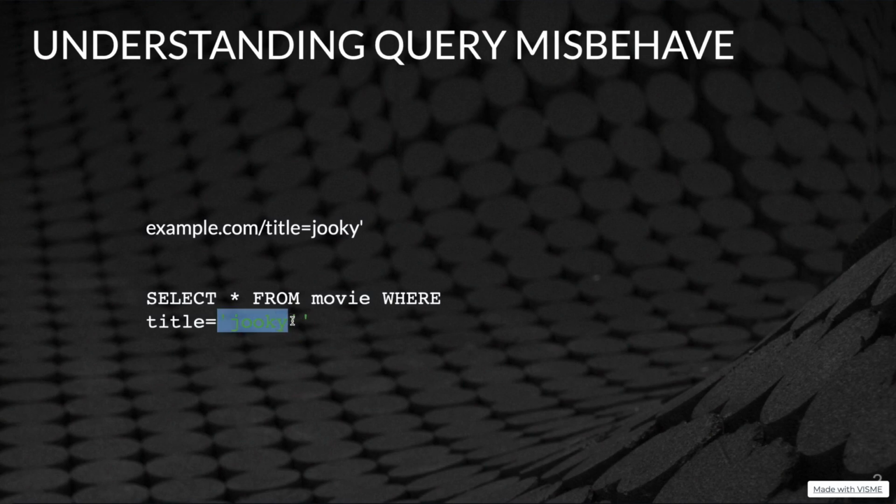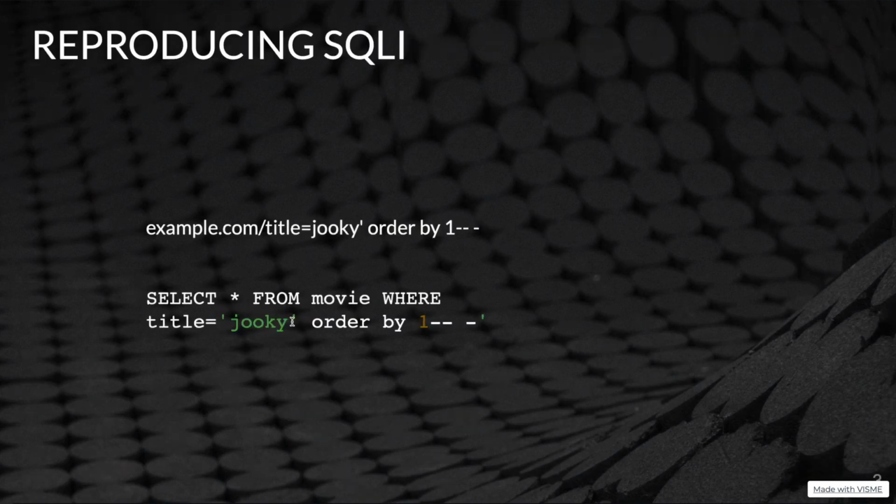The first two quotes are reserved for the Jockey string. After that we have order by 1. Now this is fine. This is really working, and this is logically true. After that we are going to tell the database to comment out everything after 1. So the database will ignore everything after 1.